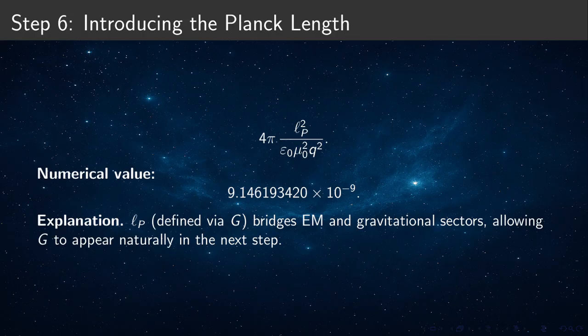Step 6. Introducing the Planck length. At this stage, we introduce the Planck length. This is where gravity enters the picture. The expression becomes 4 pi times Planck length squared over epsilon naught mu naught squared q squared. The Planck length encodes the gravitational constant by definition, so this step creates a bridge between electromagnetism and gravity.